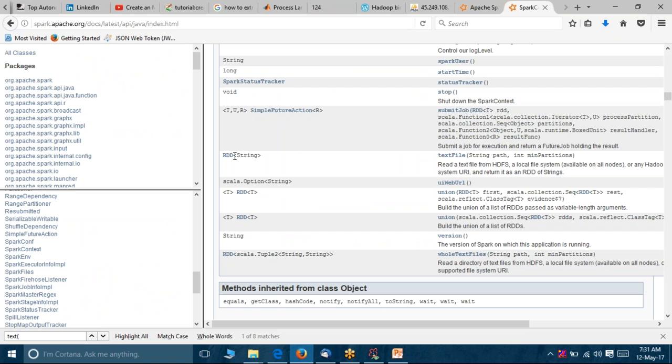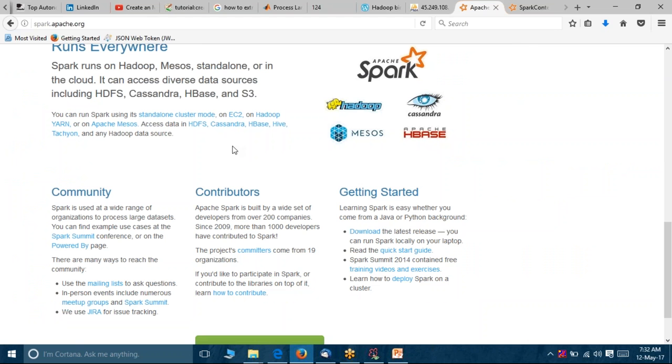So like how I have shown you here, using Spark context, we are able to read the data from HDFS. See here, read text file from HDFS. Not only from HDFS, you can also read the data from different sources like Cassandra, HBase. Now we have observed how it has been done in Hive.